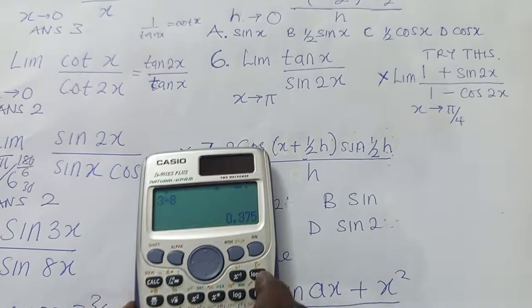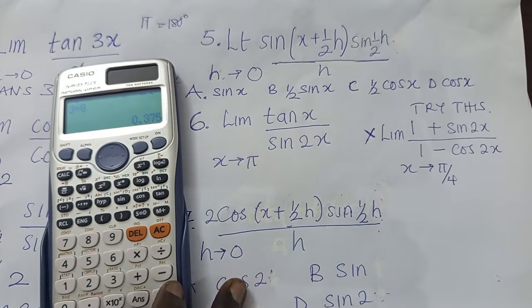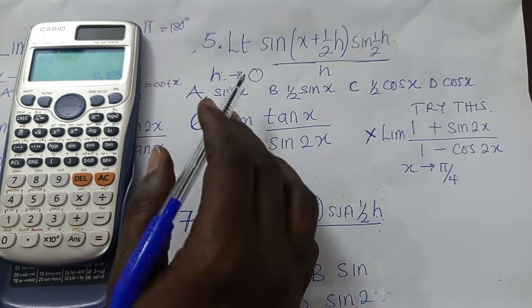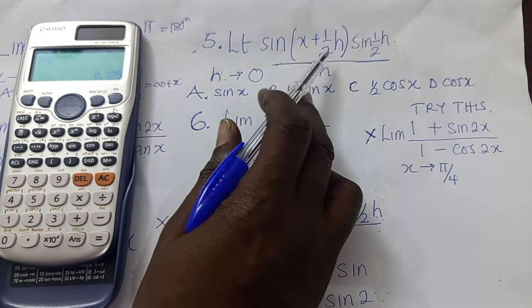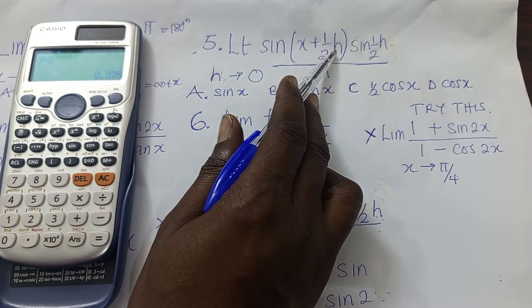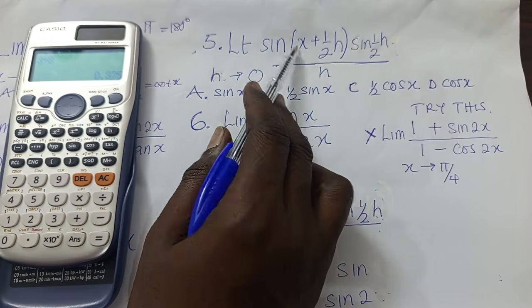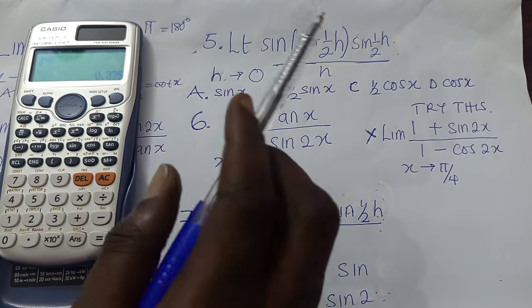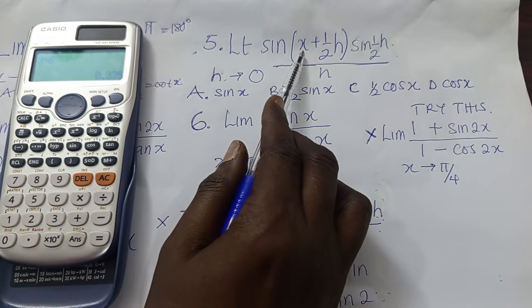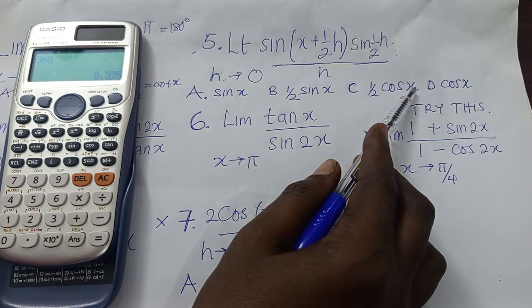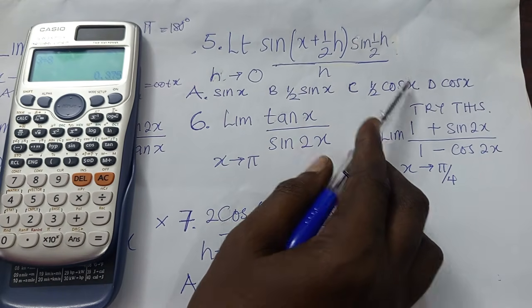Now let's go to number 5. In number 5, we have two variables. H is going to be our y here because we don't have h in the calculator. X is already there. In your x, we are going to assign the value for it because our answer is in the function of x.